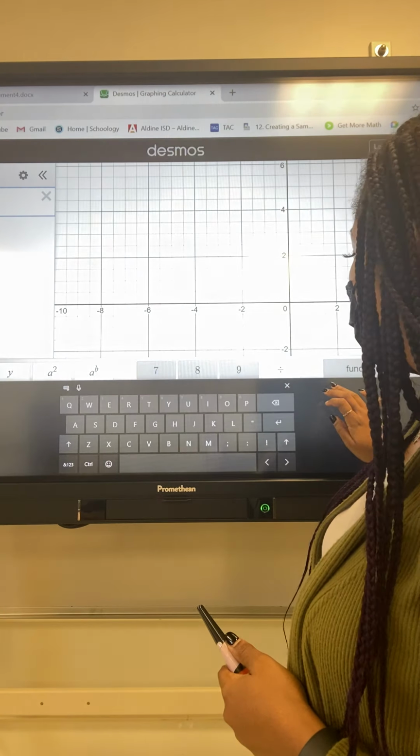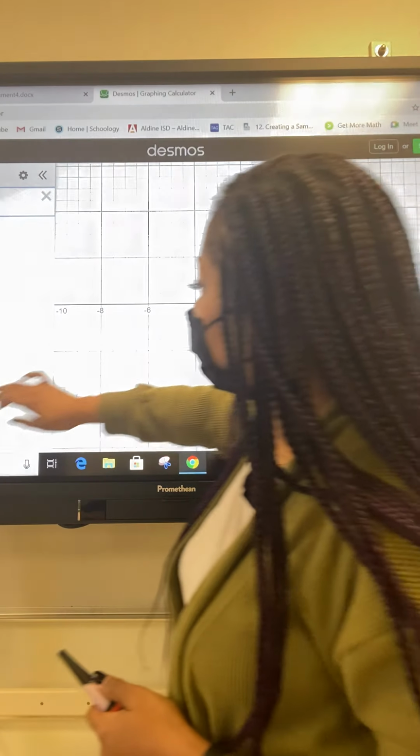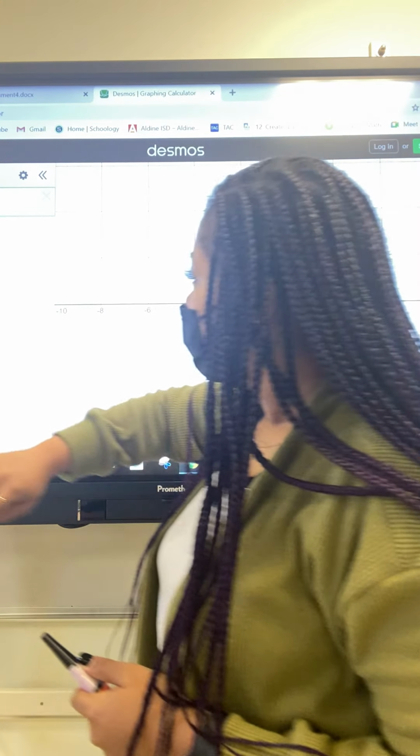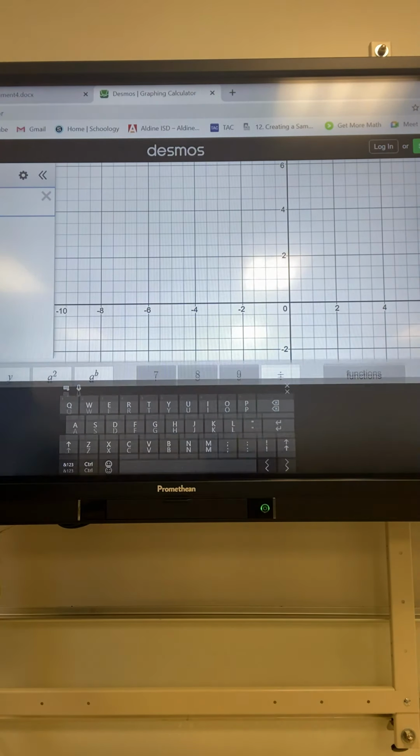I don't know why this won't go down, exit. I don't know what's happening with this keyboard.